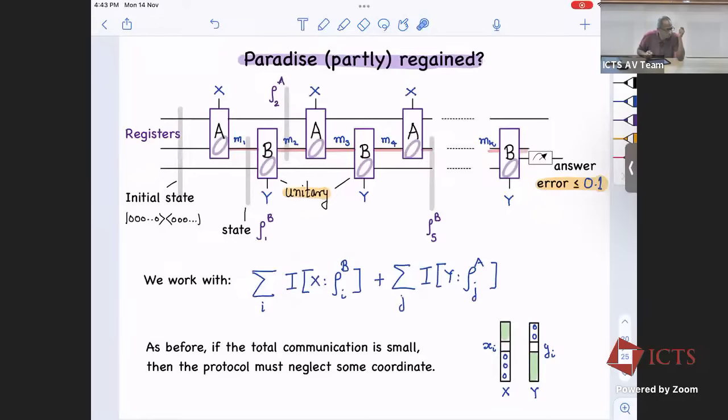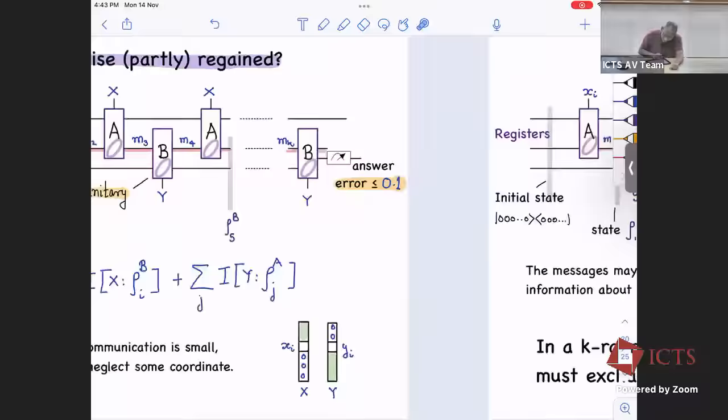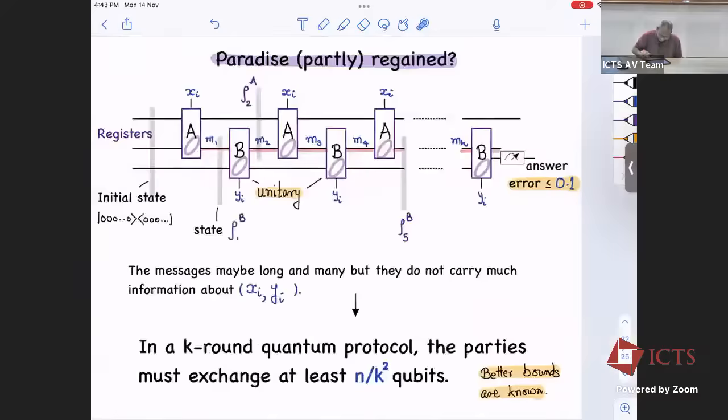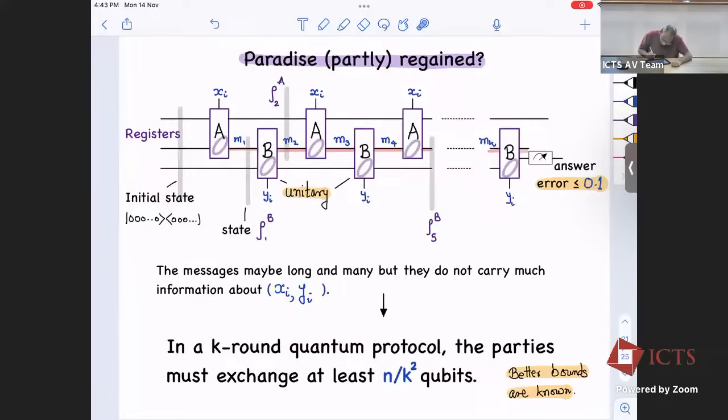So it's the entropy that counts, not the length of the message. Okay, that was the message of this argument. So let me summarize. How did the square root argument work? If this was n over k, suppose you managed to prove n over k here.